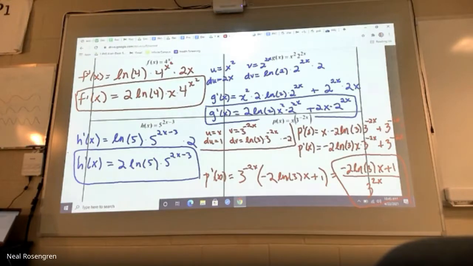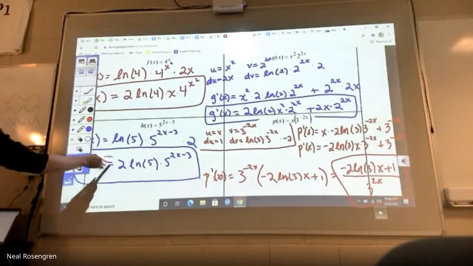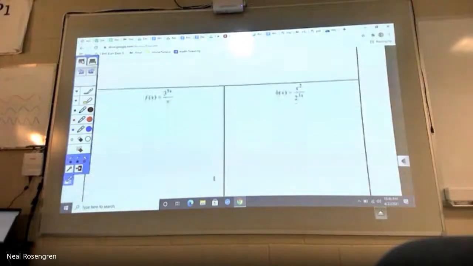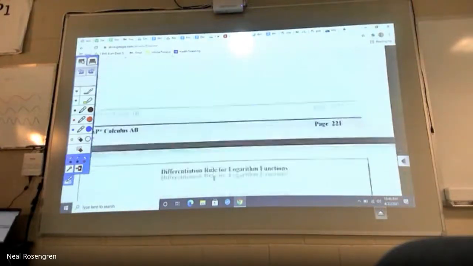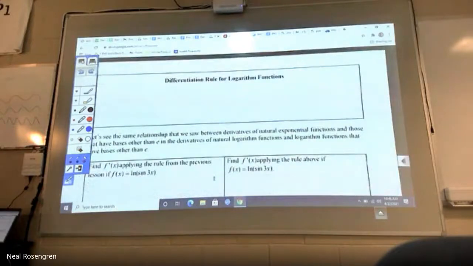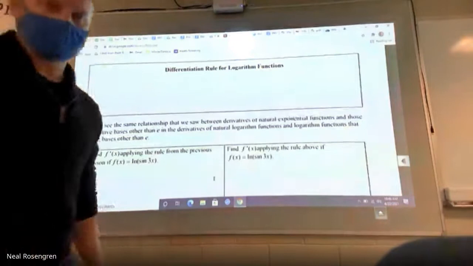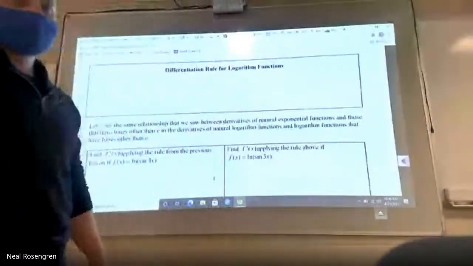Good? All the way around, feeling pretty good? Sweet. So there is some more practice, but I'm going to save that for tomorrow. We're actually going to flip to the next page, 222. Okay, we'll save 221 for tomorrow. 222.